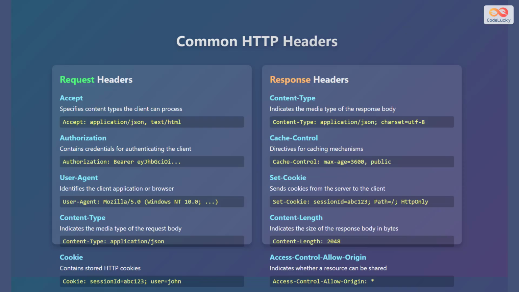Here are some common response headers. Content type indicates the media type of the response body. Cache control provides directives for caching mechanisms. Set cookie sends cookies from the server to the client. Content length indicates the size of the response body in bytes. Access control allow origin indicates whether a resource can be shared across domains.